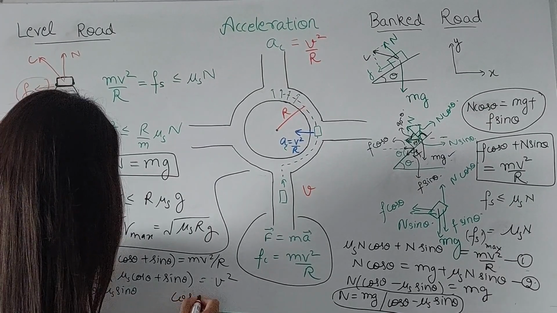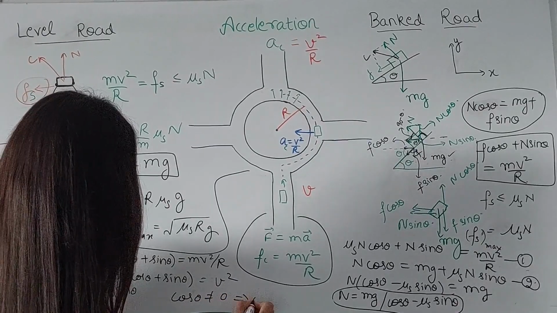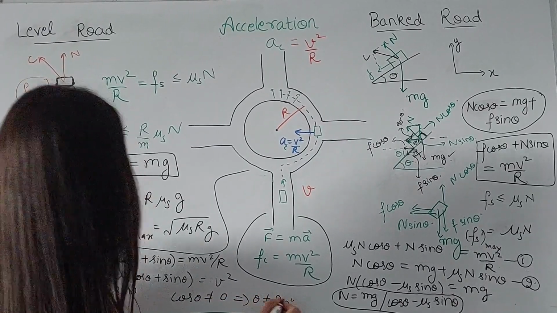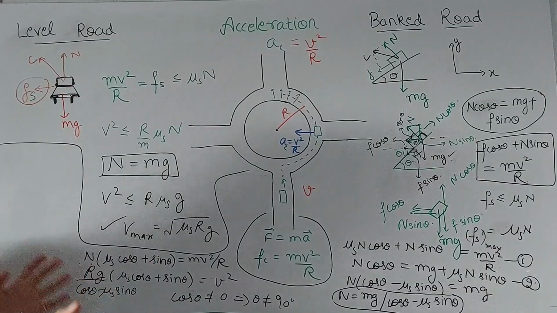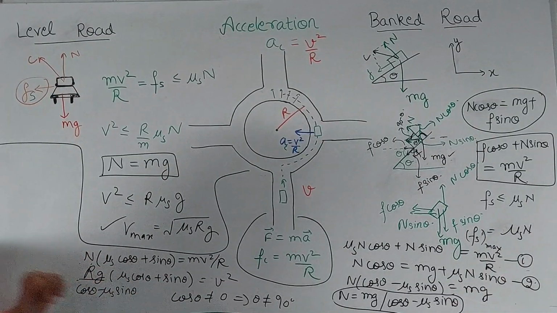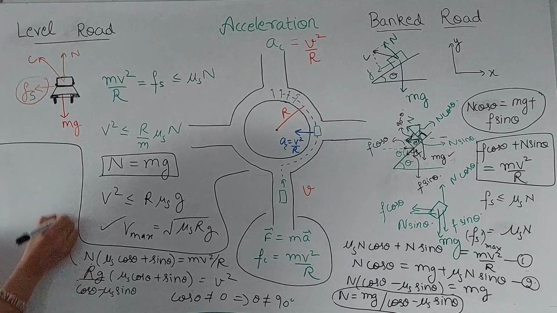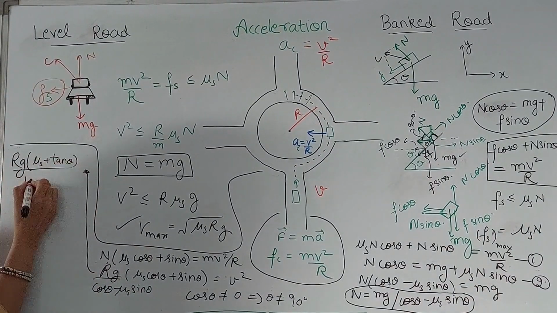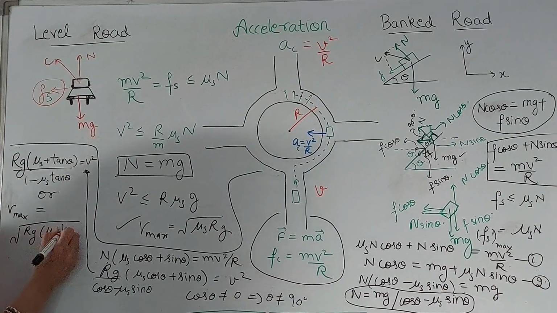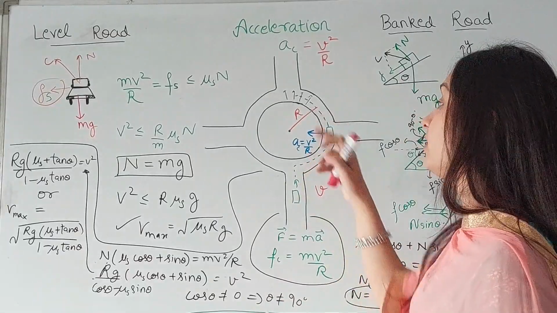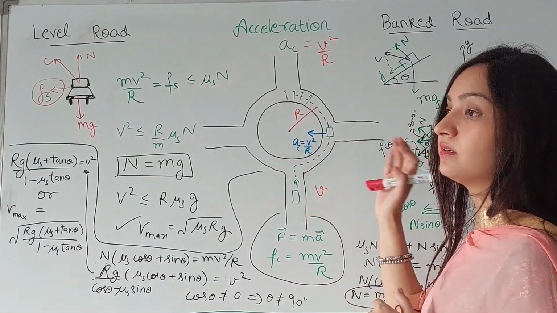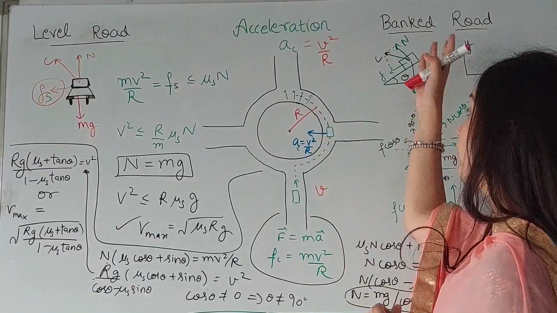Cos theta should not be equal to 0. This means that theta is not equal to 90 degrees because we are talking about a banked road. For this case, let us divide this numerator and denominator by cos theta. So I will be getting which means that the maximum possible speed of a car to move in a circle of radius r on a banked road is this.